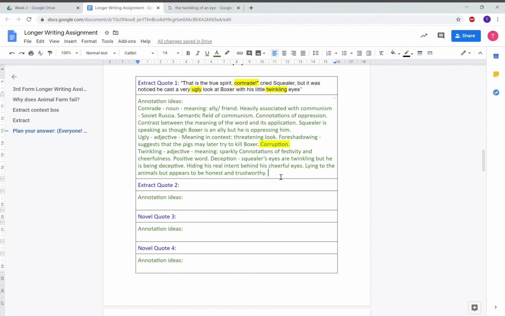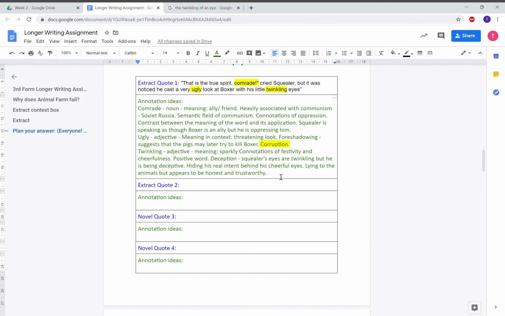Tomorrow I'm going to do a video to show you how to then turn these annotation ideas into an analytical paragraph. But your task for the rest of today is to try and find 4 quotations of your own and to fill in your annotation ideas.